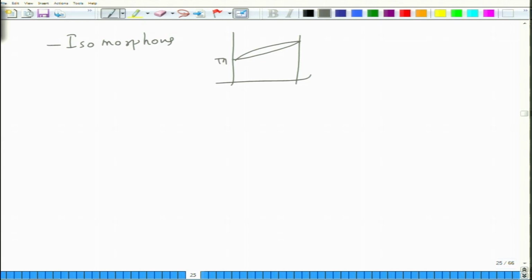So, you have temperature, you have composition, and this is liquid plus solid. For example, the copper nickel system has this phase diagram. Then we have the eutectic phase diagram.